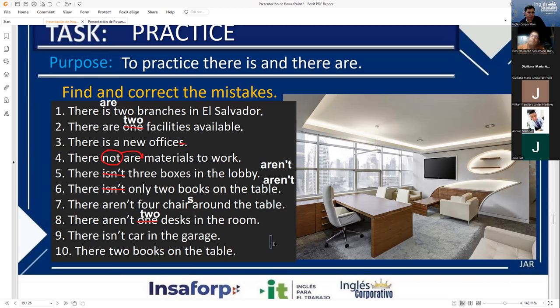Okay. Number nine, there isn't car in the garage. There is a car in the garage. There is a car. It's a car. Okay. There is a car. Number 10. There are two books on the table. There are two books on the table. Okay. Excellent. That is the correction.